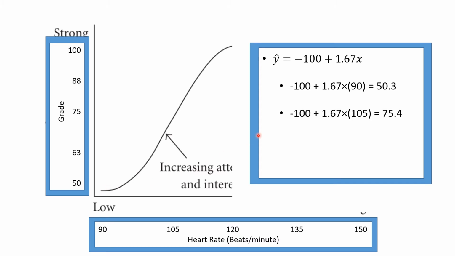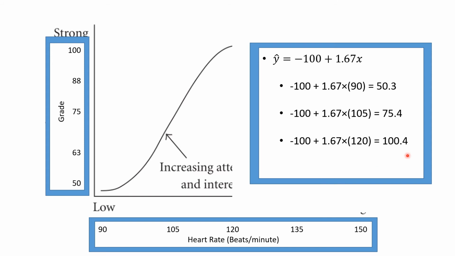The predicted grade for a person with a heart rate of 105 beats per minute is going to be a 75.4. Again, that corresponds pretty well with what we see here. If they have a heart rate of 120, their predicted grade is going to be just about 100. All right, fits perfect.